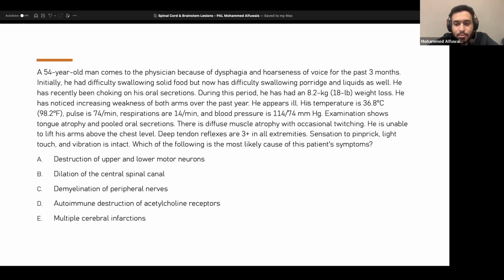He appears ill. His temperature is 36.8 degrees Celsius, pulse is 74, respiration is 14, and blood pressure is 114/74. Examination shows tongue atrophy and pooled oral secretions. There is diffuse muscle atrophy with occasional twitching. He is unable to lift his arms above the chest level. Deep tendon reflexes are 3+ in all extremities. Sensation to pinprick, light touch, and vibration is intact. Which of the following is most likely the cause of the patient's symptoms?